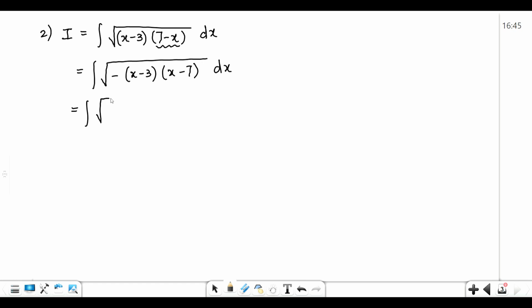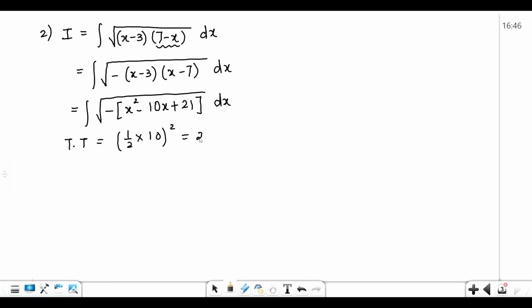Now keep the minus sign outside and multiply these two brackets. When you multiply, it will come x square minus 10x plus 21, close the bracket, dx. After this you can find your third term. You have to complete the square. So half into the coefficient of x, that is 10, and take the square. So 10 by 2 is 5, and the square is 25.